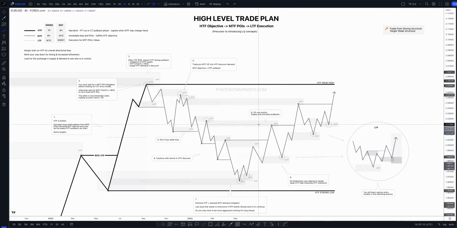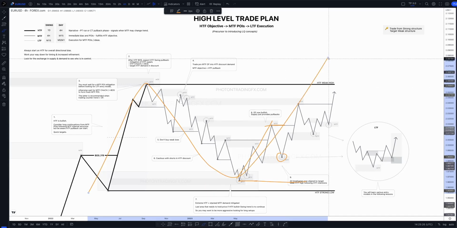But the high probability ones are always going to be when you're trading in line with your medium time frame as a minimum, and even better when it's also in line with the 4 hour chart. So this one is really good because the M15 is bullish, right? That's our bullish range. That was the last break of structure. But what is it also? It's also in line with the 4 hour chart, okay?